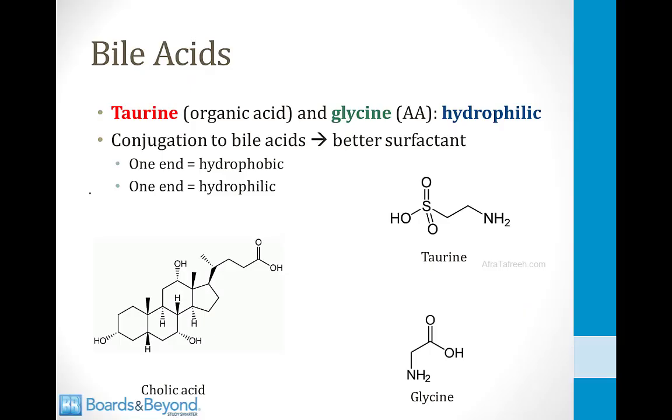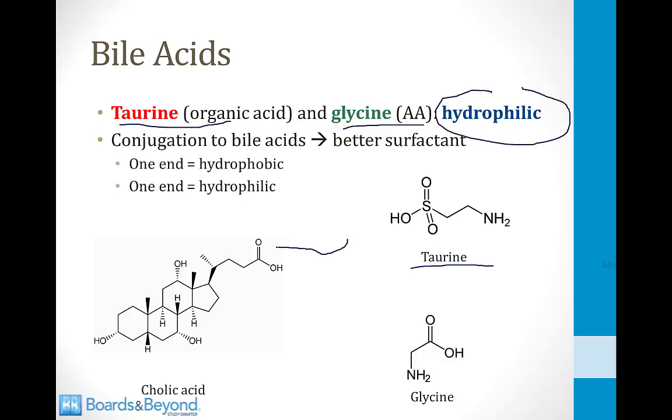To make bile acids into better surfactants, they are conjugated to other structures, which means another structure is added to the molecule to create a hydrophilic end. The two structures that are added are taurine, which is an organic acid. This is the structure of taurine on the screen here, and glycine, which you may know is an amino acid, and both of these are very hydrophilic.